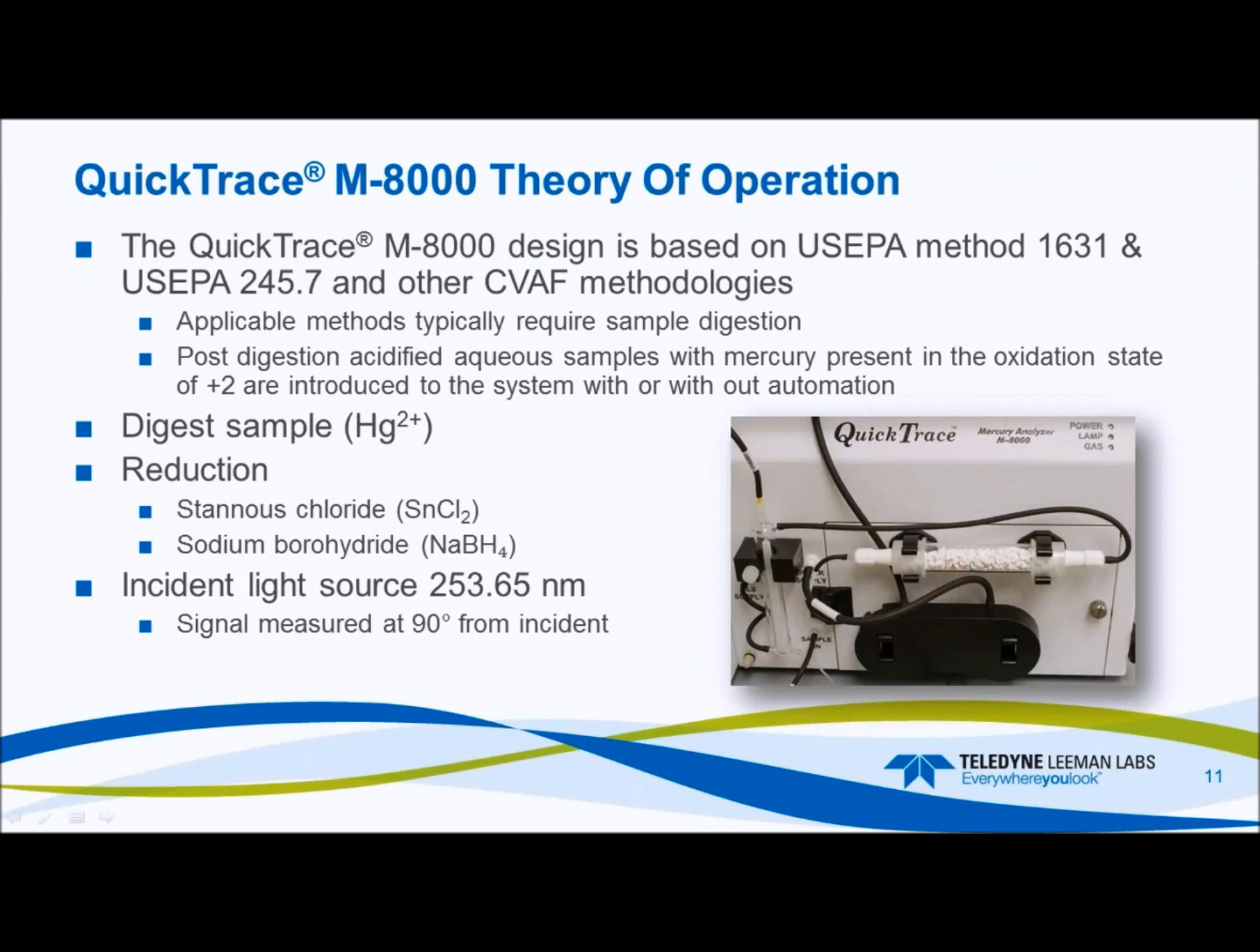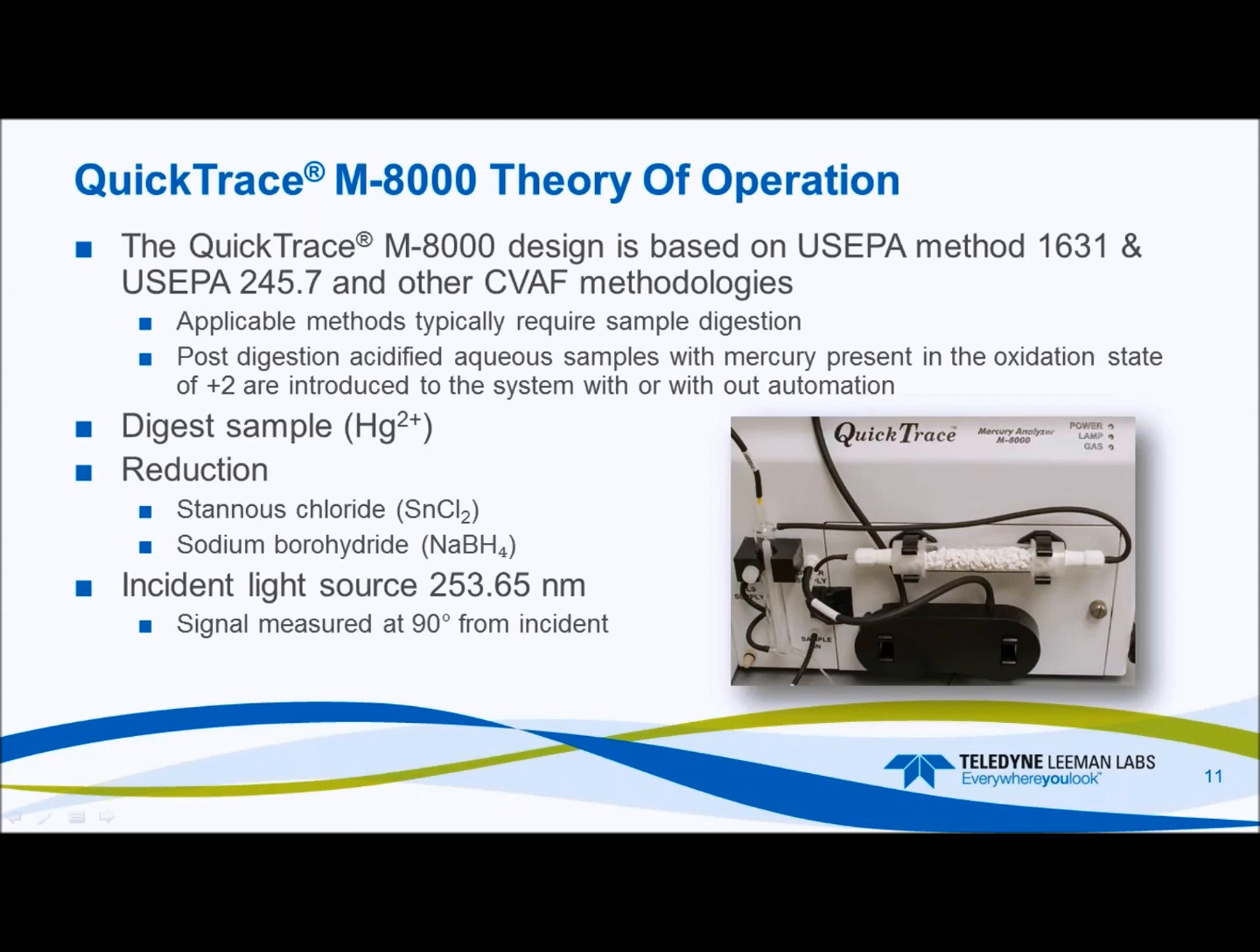So the QuickTrace M8000 design is based on US EPA methodology 1631 and 245.7 and other methodologies that may be European Union or European norm type methodologies. Applicable methods typically will require digestion. So with any digestion, we're taking the mercury and we need to oxidize it, so it's in the +2 valence, and then it's introduced to the system.